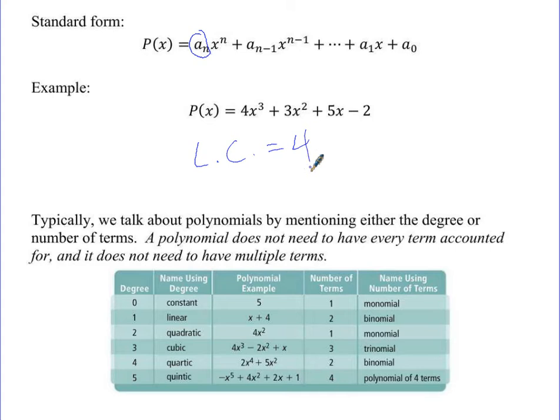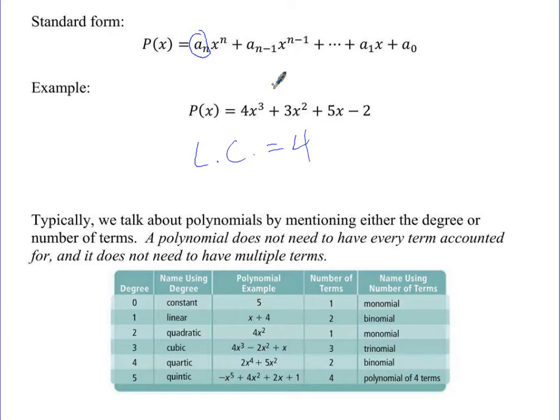Okay? So, that's standard form. Typically, we talk about polynomials by mentioning either the degree or the number of terms. So I'll say, well, give me a third degree polynomial. As soon as I say that, I know that I'm looking for a polynomial that has a highest exponent of 3.